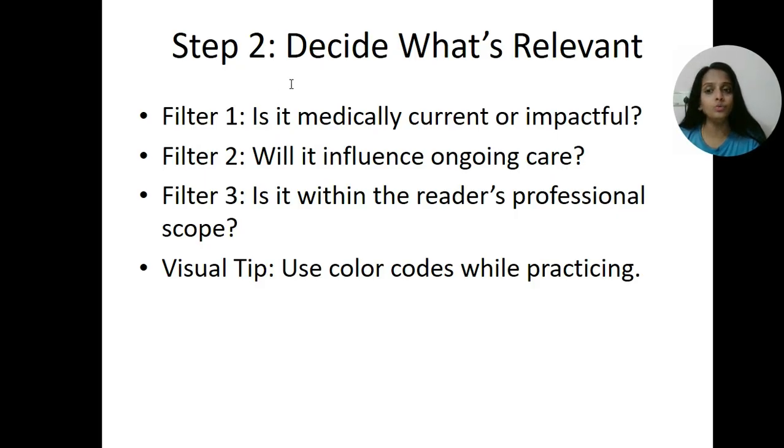And the third one is filter number three. Is it within the reader's professional scope? So that means whether it is within the reader's roles or responsibility. You cannot tell a dietitian about ECG changes unless it is relevant. And don't tell a physiotherapist about lab values which they don't use.